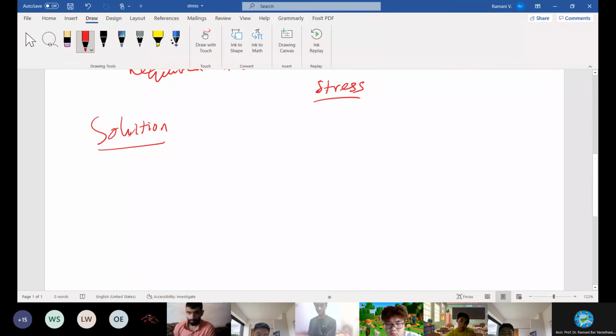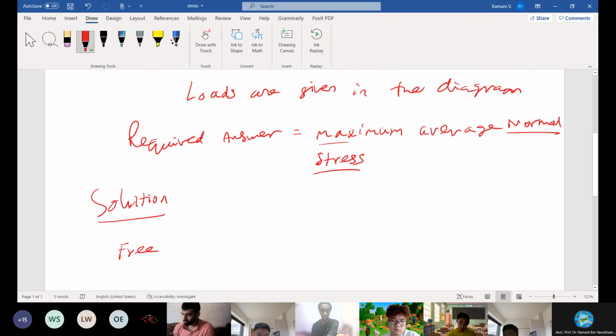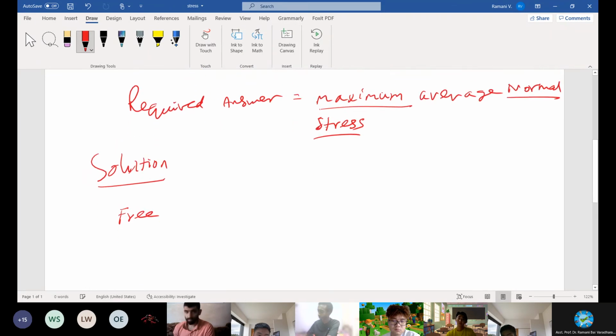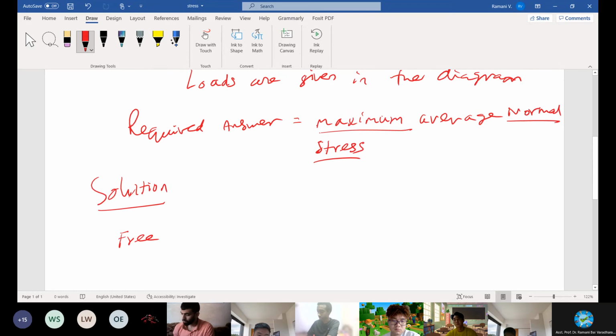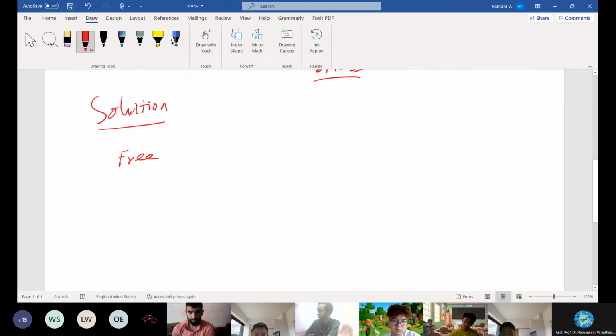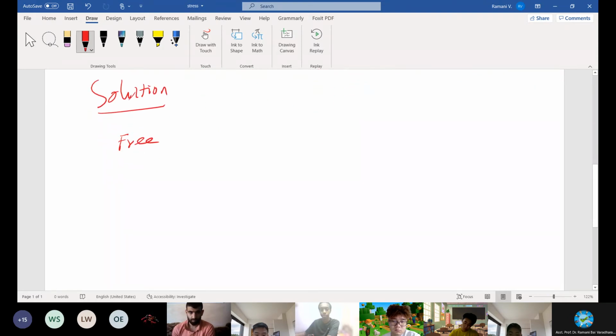Let's draw the free body diagram. I have written the given data. Better you draw the free body diagrams, then it is easy for you to know the location of the maximum load, because you are asked to find the maximum normal stress. They say average, which is a bad term; let it be maximum normal stress. Why do they say average? There are many arrows inside and they take the average, right?